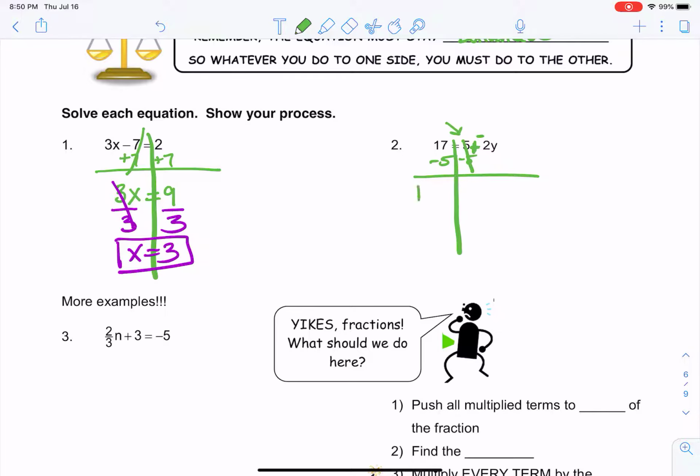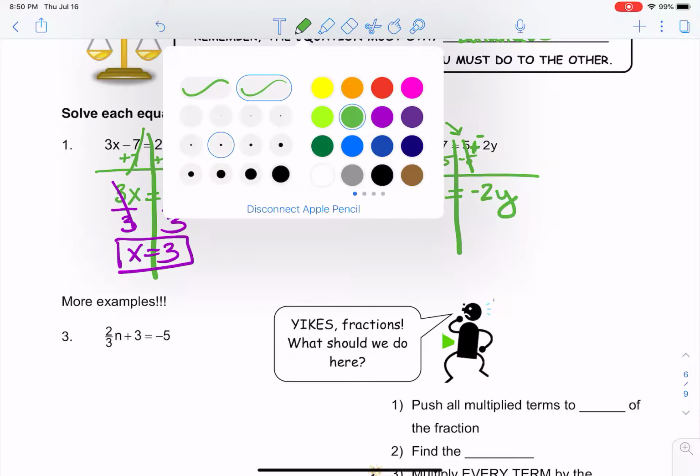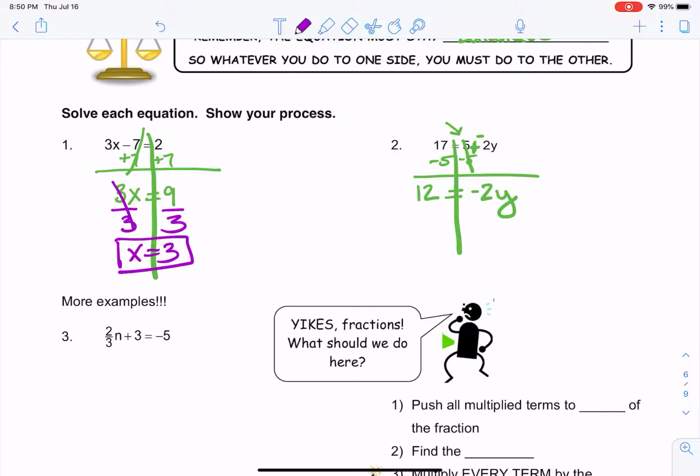So I'm left with 12 equals, be careful, this is a negative 2y. I have one more step. Y is being multiplied by negative 2, so I'm going to divide by negative 2 on both sides. So y is equal to negative 6.